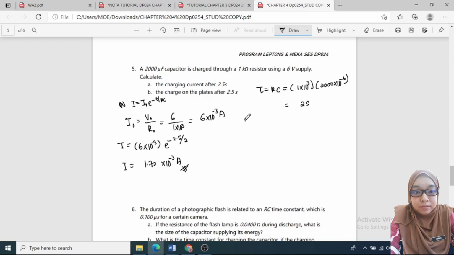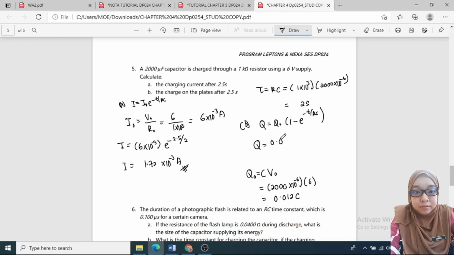And then for B, the charge on the plates after 2.5 seconds. So we use Q equal to Q naught bracket 1 minus exponent negative t per RC. So Q naught tak tahu, so kita kena kira dulu. Q naught equal to C V naught. So C kita 2000 times 10 power negative 6, V naught kita 6. So sama dengan 0.012 coulomb.